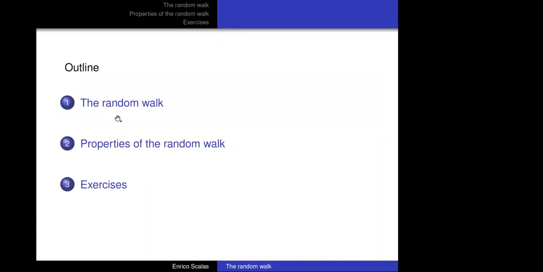So we will define the random walk and discuss some of its properties. In particular, we will focus on how to find the cumulative distribution function of a random walk and the corresponding probability density function of the random walk. And then again, I will propose some exercises for you to try for tomorrow or the day after tomorrow.